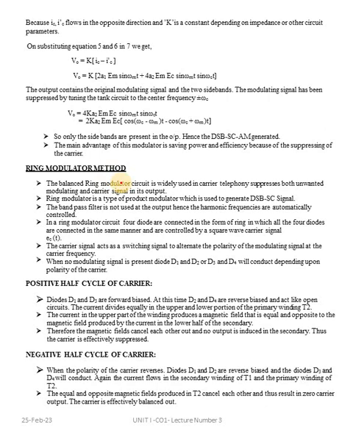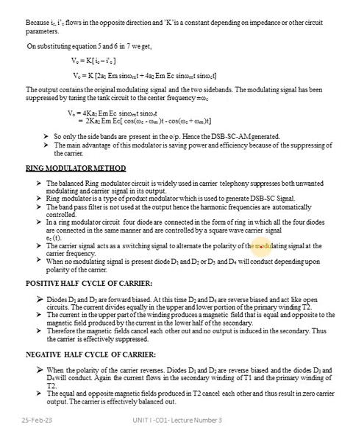The next method is the ring modulator method. The balanced ring modulator circuit is widely used in carrier telephony, and suppresses both the unwanted modulating and carrier signals in its output. That is the main advantage of the ring modulator. Practically we use the ring modulator type compared with other methods. A band pass filter is not used at the output, hence the harmonic frequencies are automatically controlled by itself. In a ring modulator circuit, 4 diodes are connected in the form of a ring, all connected in the same manner, and they are controlled by a square wave carrier signal EC of t. The carrier signal acts as a switching signal that alternates the polarity of the modulating signal at the carrier frequency.